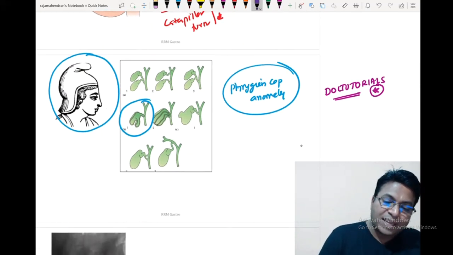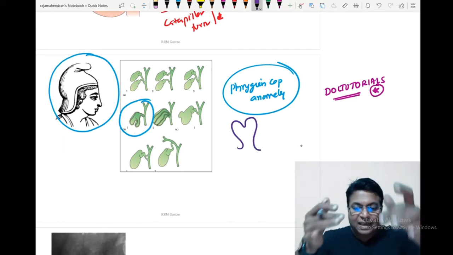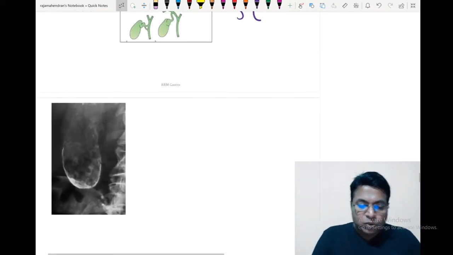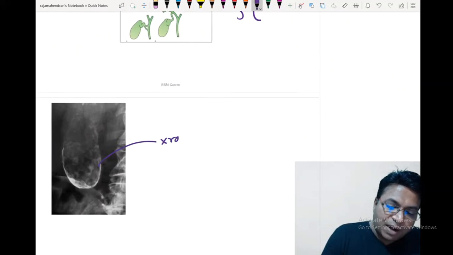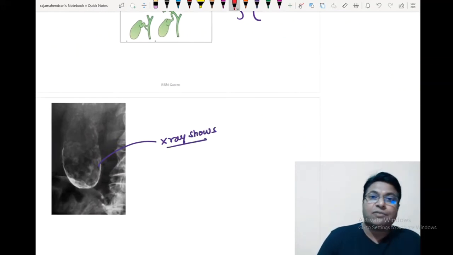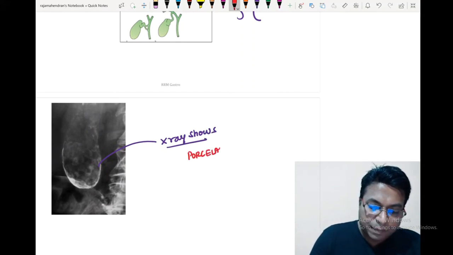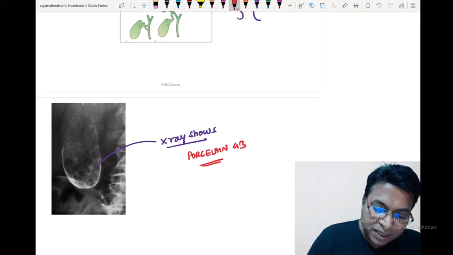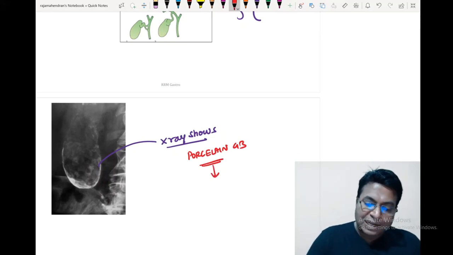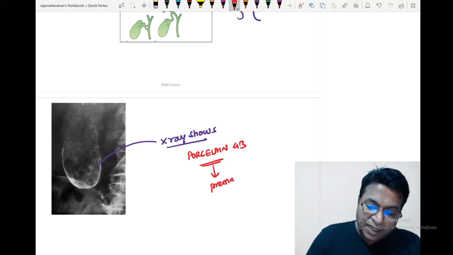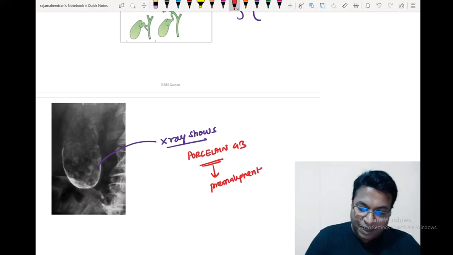So this is known as Phrygian cap anomaly. The fundus of the gallbladder is folded like a cap. What is this? X-ray shows gallbladder. This is a picture directly taken from Bailey and Love. This is porcelain gallbladder. It is pre-malignant. It can lead to cancer. It is a pre-malignant condition.